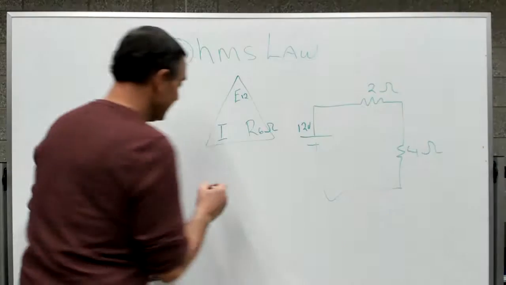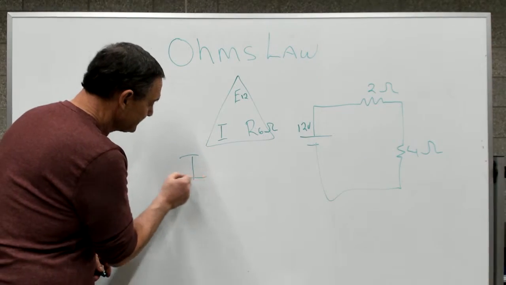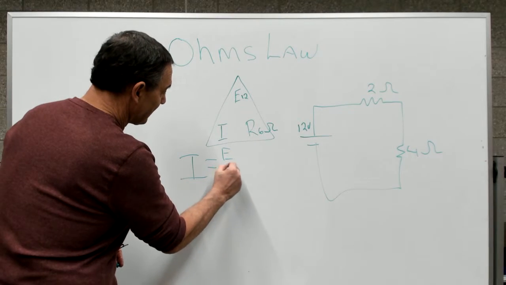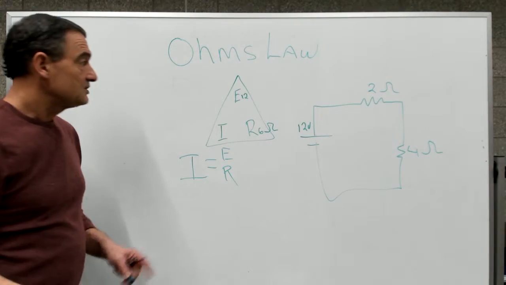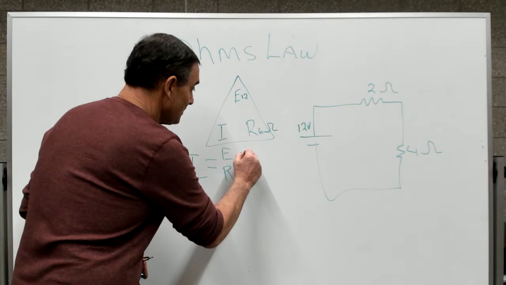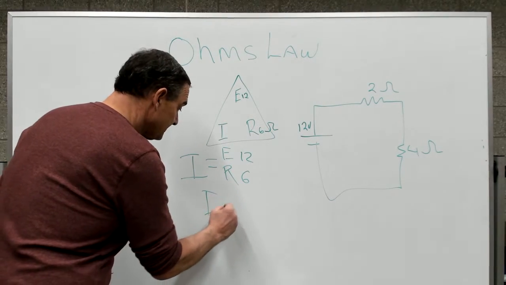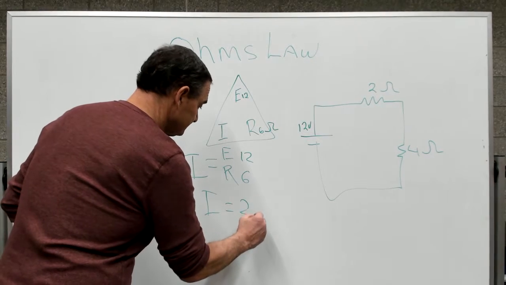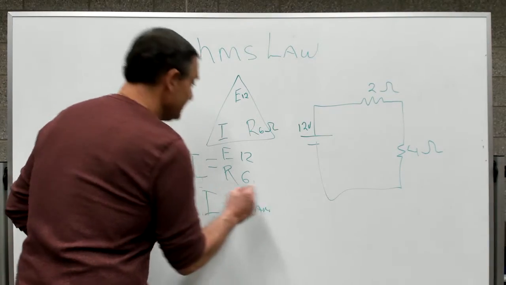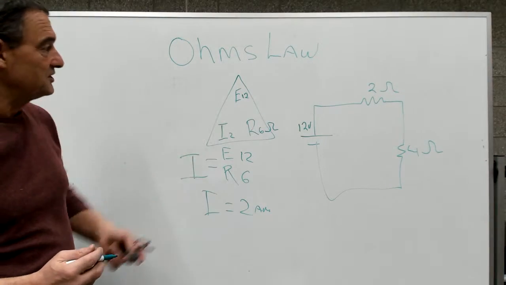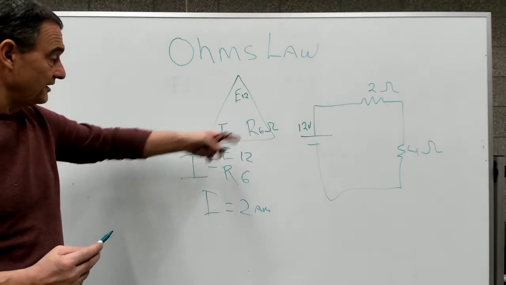So my formula is I, as it's blank, equals E over R. So just replace the numbers. We got a 12, we got a 6, 6 into 12 is 2, I equals 2 amps. So here we go. We've got this far, we're able to use the Ohm's Law triangle, we understand what E and I and R equal.